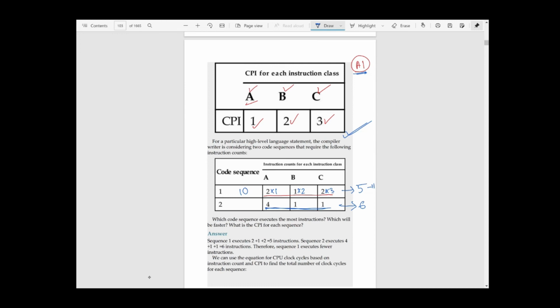Okay, and now if we go for the second one, 4 into 1, 1 into 2, 1 into 3. How many cycles are there? 4 plus 2, 6 plus 3, 9.